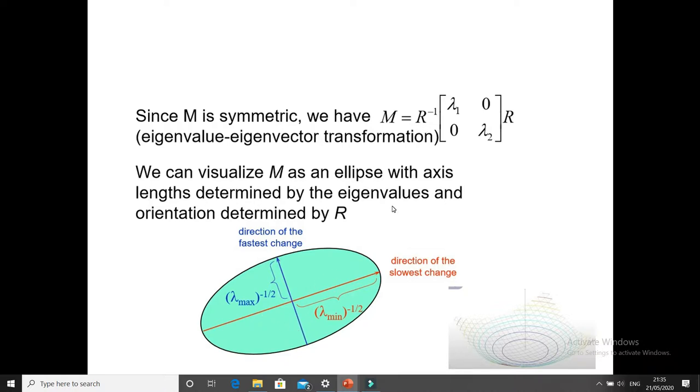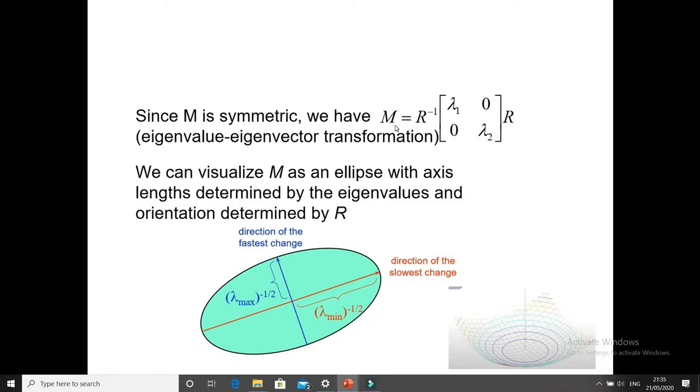For more detail about the eigen decomposition, we can further check eigenvalues and eigenvectors in more detail. I haven't included it here. I have just put here the direct eigen decomposition of matrix M.